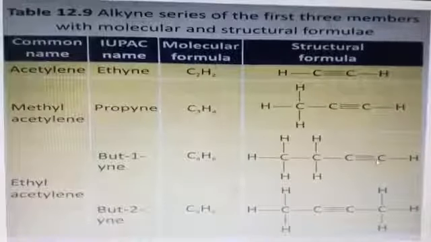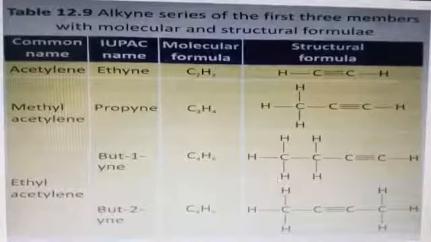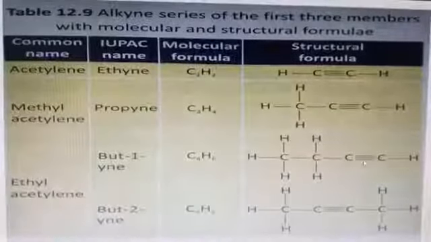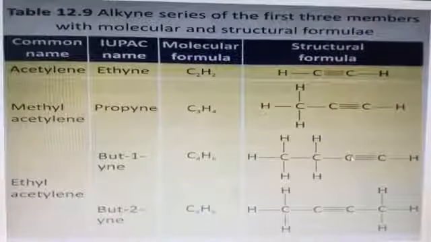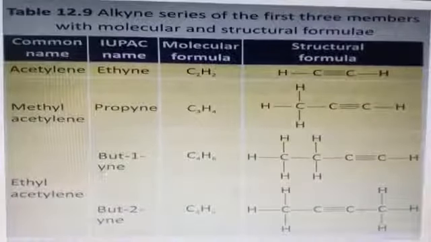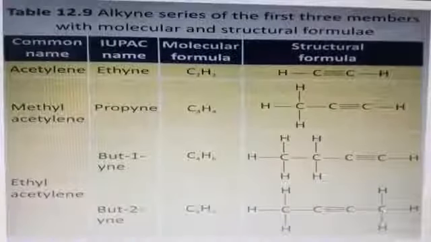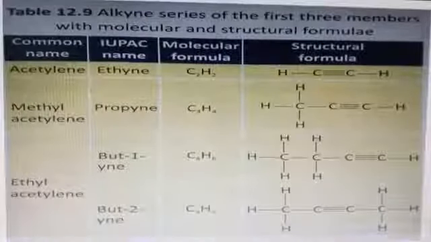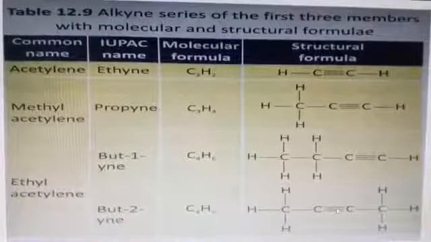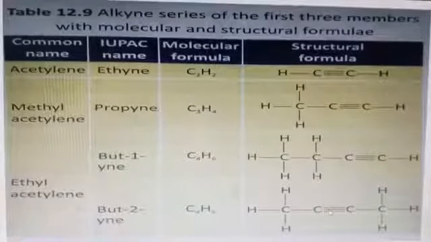So the IUPAC name for this will be: count the carbon atoms, 1, 2, 3, 4. So if there are 4 carbon atoms, we say but, and since there is triple bond, you can say but-yne, and you have to show the position of triple bond. So triple bond is in between carbon number 1 and carbon number 2. Out of 1 and 2, which is the lowest number? 1. So it is but-1-yne. Here triple bond is between carbon number 2 and carbon number 3. 1, 2, 3, 4. So between 2 and 3 there is triple bond, so it will be but-2-yne.